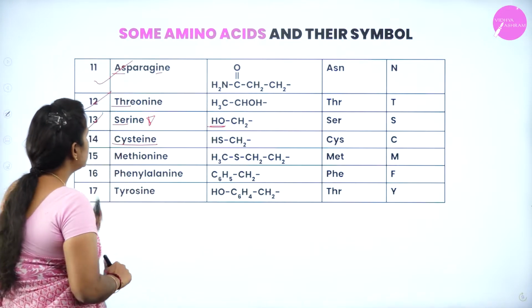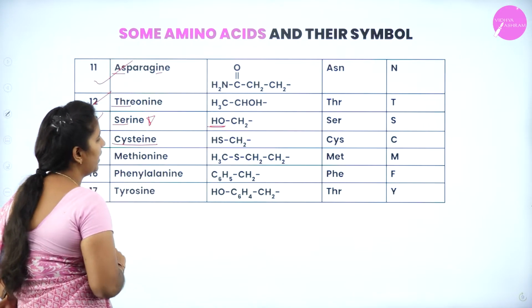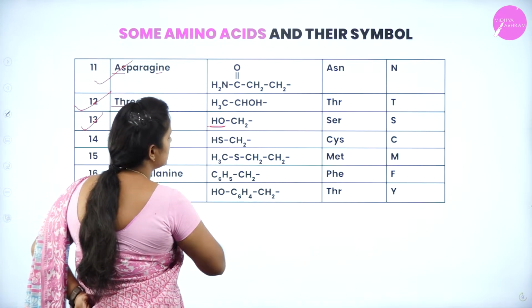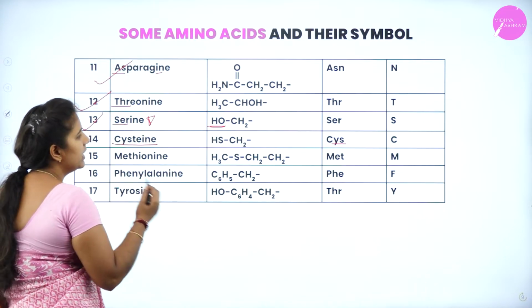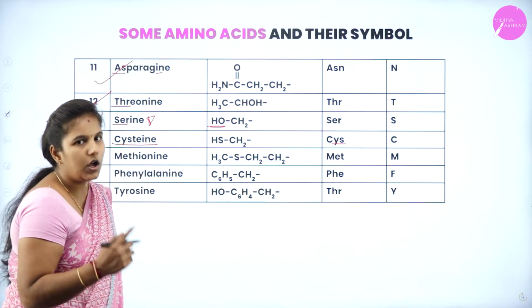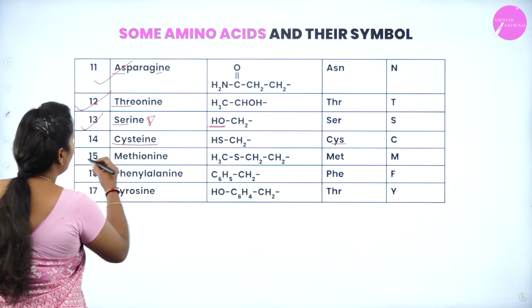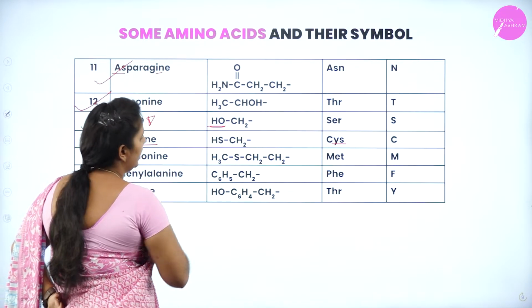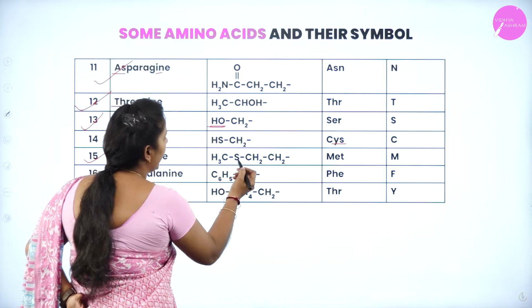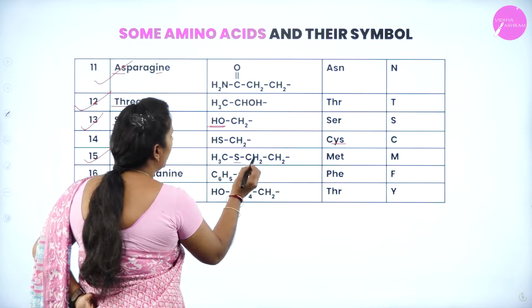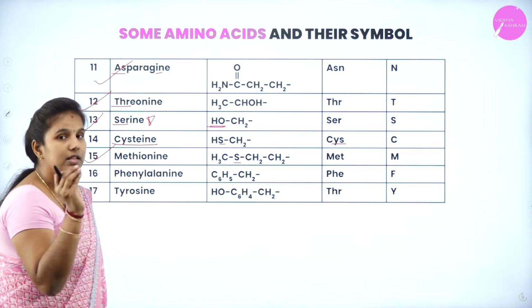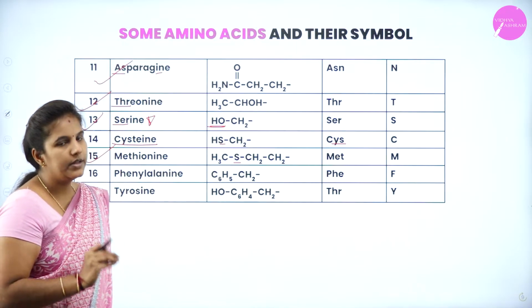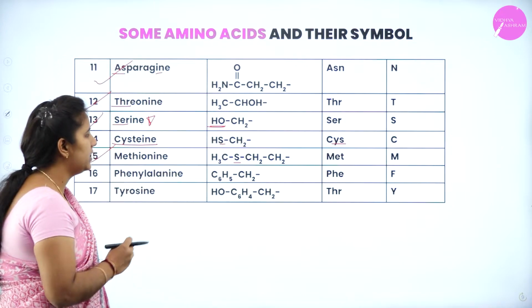Okay. Let's come to cysteine. Here the variable group will be HS and CH2, its 3-letter word will be CYS and capital C will be used for the 1-letter code. Similarly for methionine, the variable group will be CH3S, CH2, CH2. You can see that both in methionine as well as in cysteine, the sulfur group will be there. So that is a common thing that you can easily remember.